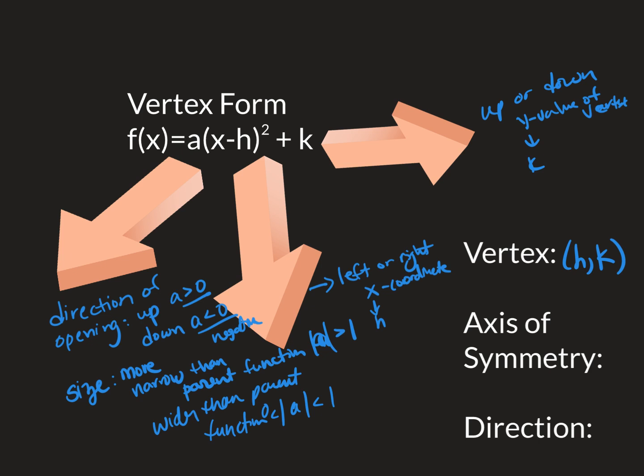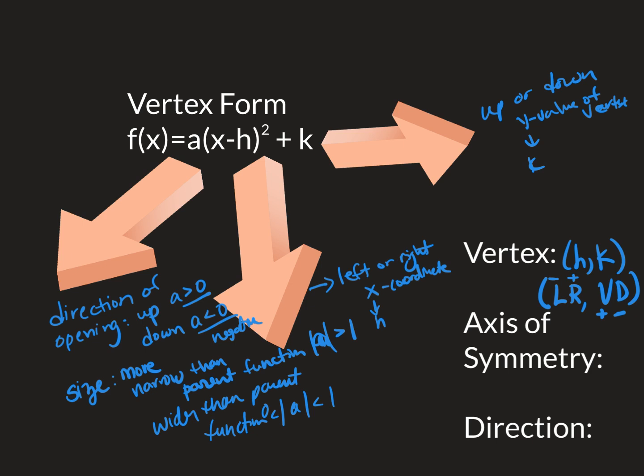In class, remember we talked about it like this. Your vertex is your left or right movement as your x-coordinate and your up or down movement as your y-coordinate. If it's left, then you put a negative. If it's right, you put a positive. If it's up, you put a positive. If it's down, you put a negative. So don't forget that little trick that we did in class.